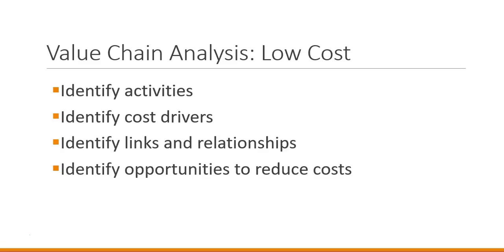In the third step, we identify links and relationships to understand how the individual components of the value chain work together, creating additional value, or in some cases creating unnecessary costs. And then finally, we identify opportunities to reduce costs. Through this analysis, we identify what we're doing, what it costs us, and we determine if there's a way to either reduce the cost or possibly eliminate the activity altogether.